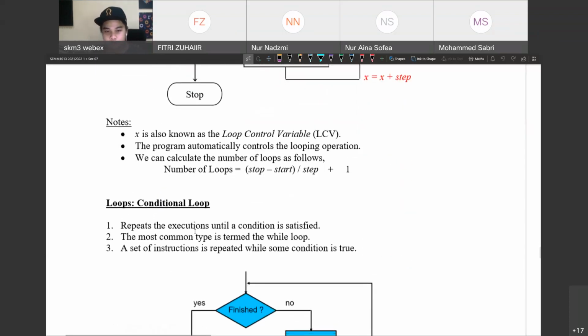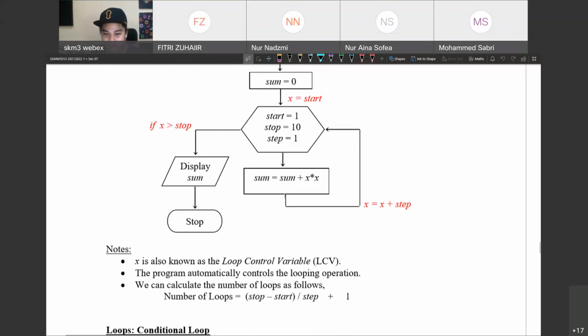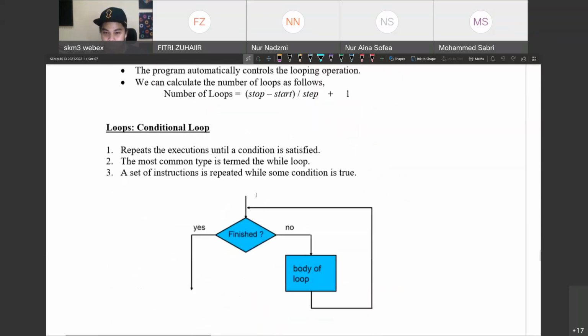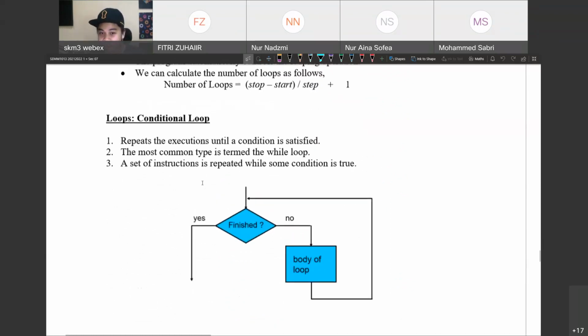Okay. So here, we can also calculate the number of loops. That means we can put another process to count the loops. For example, number 1, 2, 3, how many loops are required? Okay. And finally, the conditional loop.